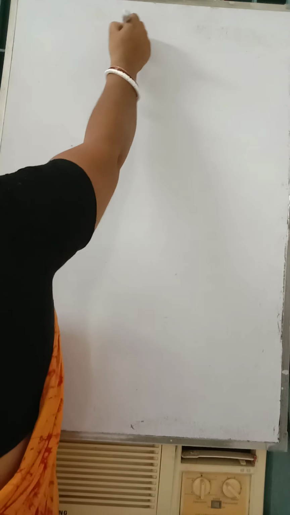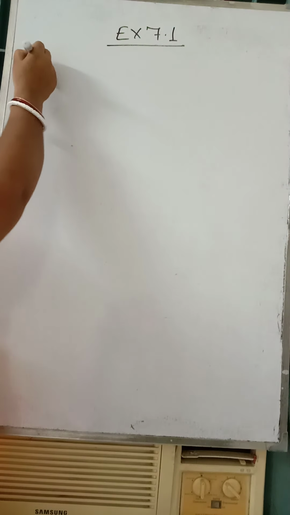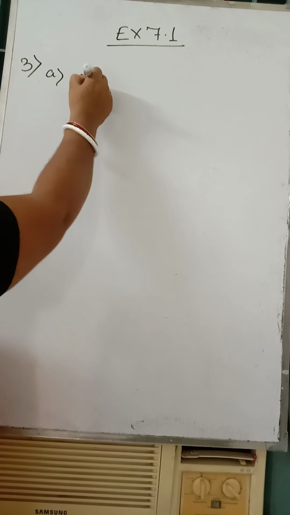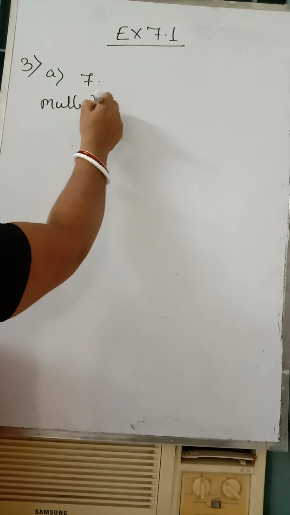Look at question number 3. It says, find the 4 multiples of the following numbers lying between 30 and 70. Exercise 7.1, question number 3. A, 7. We'll be writing multiples of 7.